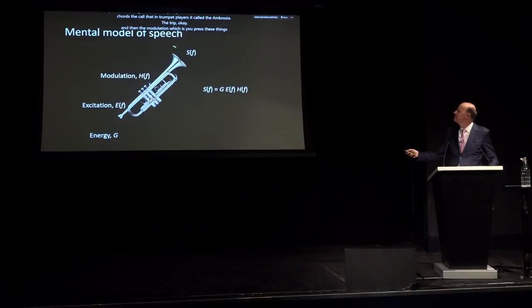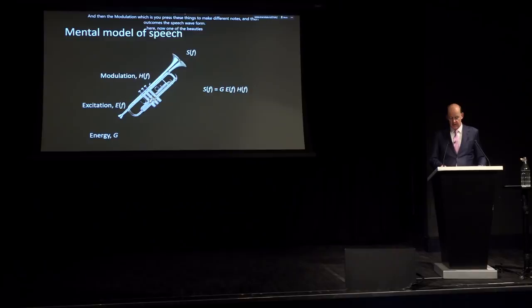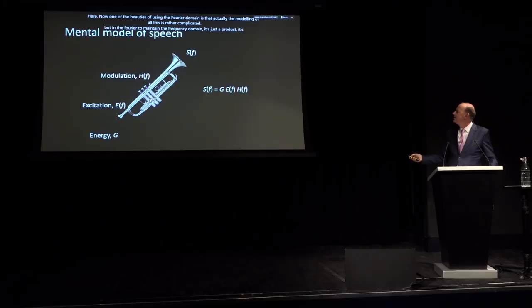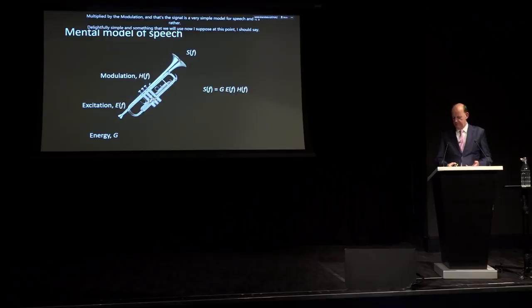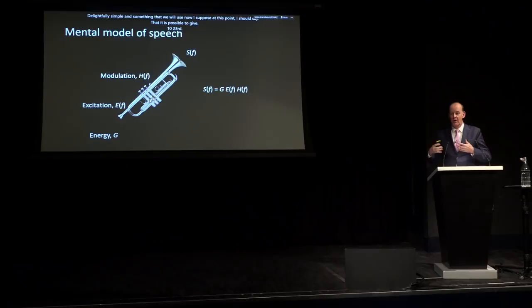Now, one of the beauties of using the Fourier domain is that the modelling of all of this is rather complicated, but in the frequency domain, it's just a product. It's the energy times the excitation multiplied by the modulation, and that's the signal. It's a very simple model for speech, and it's rather delightfully simple, and something that we will use. Now, I suppose at this point I should say that it is possible to give 10, 20, 30, 40 hours of lectures on the human voice, phonetics, and how the physiognomy of the human works when it comes to speech production. And although they're very interesting lectures, I don't have time to do that.